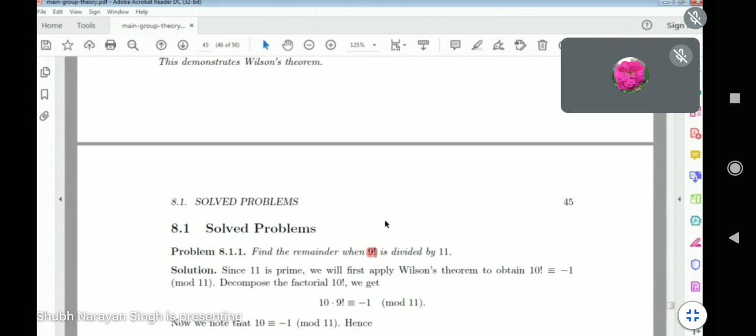One remainder, sir. One remainder. Okay. Now we are going to use the Wilson theorem and quickly find the remainder. I think your answer is correct.